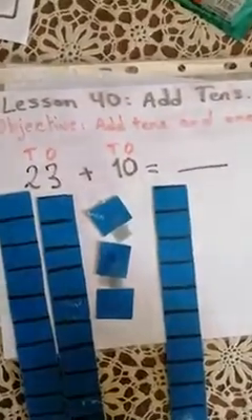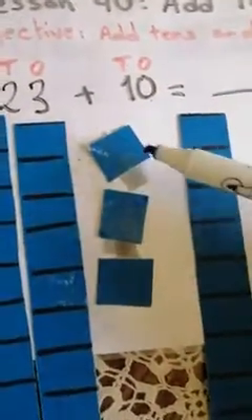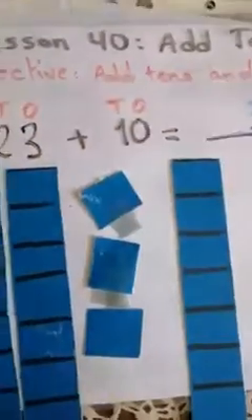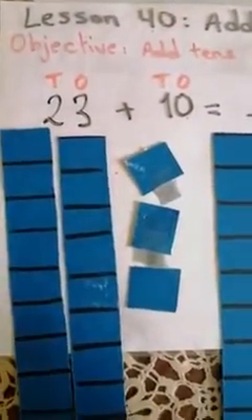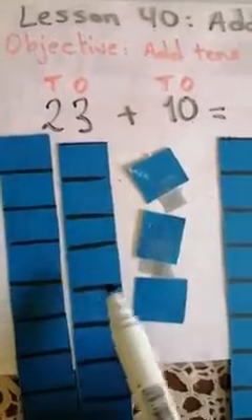Now we will count them. We will always start with the ones. How many squares of ones do we have? Let's count them together. 1, 2, 3. So we will write 3 to the right side. We leave a space for the tens. How many tens? 1, 2, 3. Again, we have 3 tens.